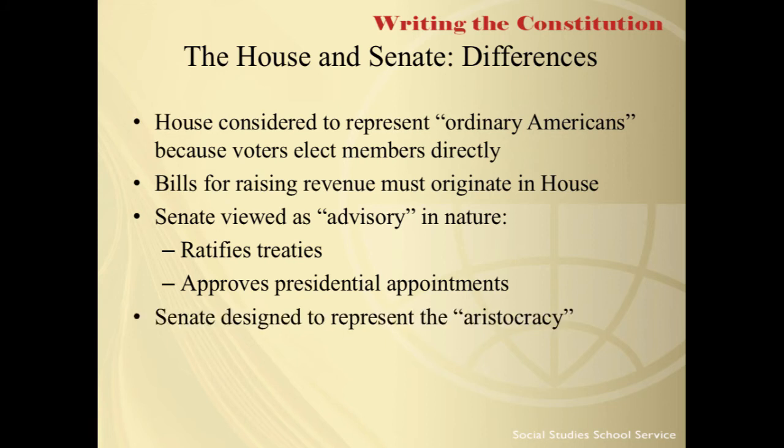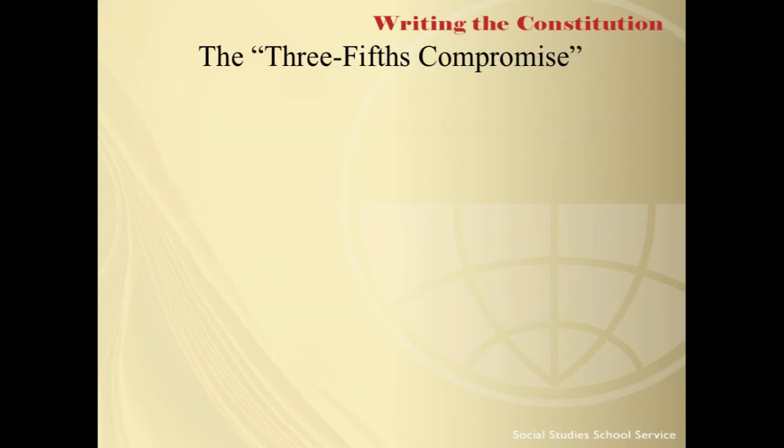Okay? So the Senate is more removed from the people originally, but we know today, and from 1913 to modern day, that we get to elect those senators to the Senate. What else comes from the Constitutional Convention? The 3/5 Compromise. And so we'll spend a little bit of time talking about this.